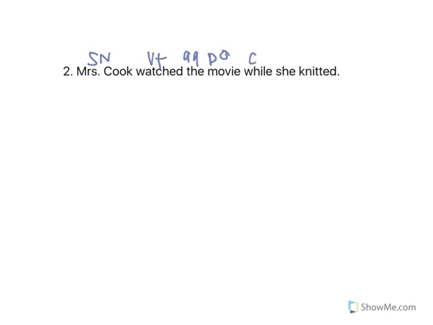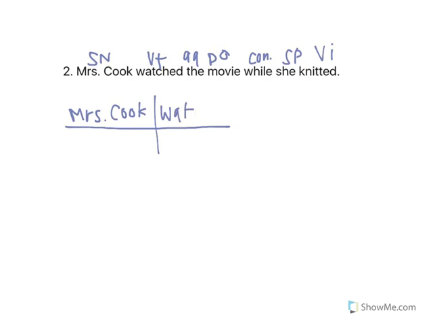Now we already know that while is our subordinating conjunction. She is a subject pronoun. Knitted is going to be our intransitive verb. So let's diagram this. By now you guys are professionals at diagramming complex sentences. So Mrs. Cook is our subject, and watched is a verb. Verb transitive.